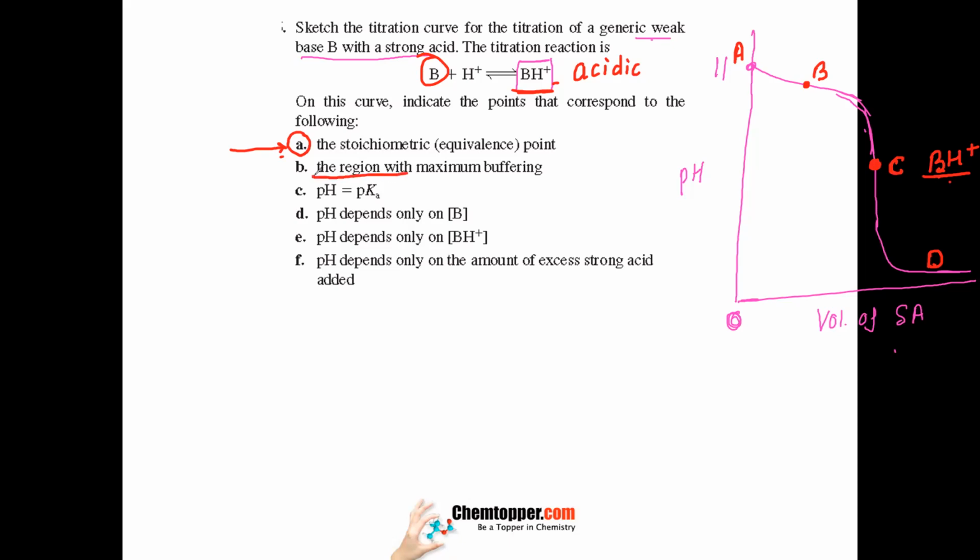Okay, where is the region of maximum buffering? Maximum buffering means best buffer. Where is it? Yes, B point. Very good, Siri. Now, what is the other name for this B point? Half equivalence point. What's the meaning of half equivalence point?